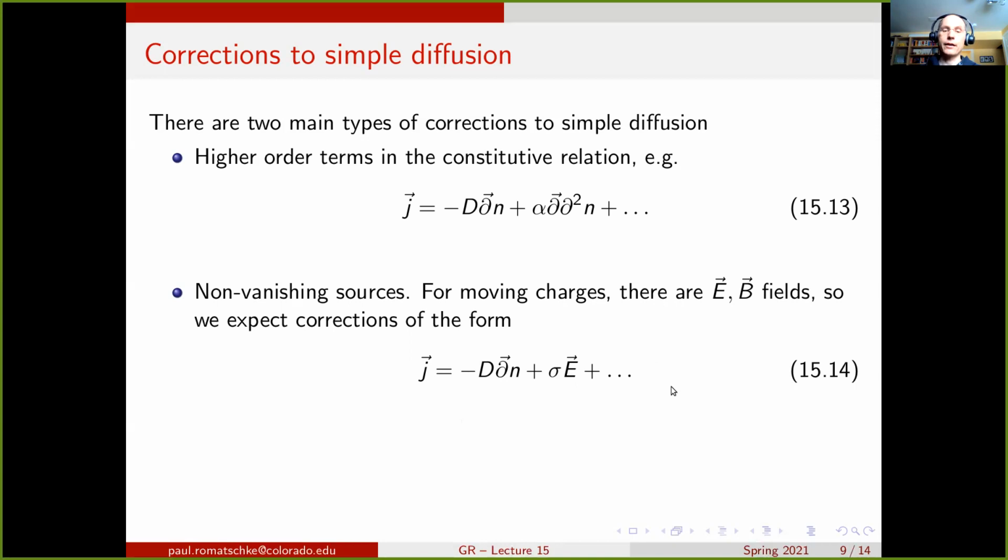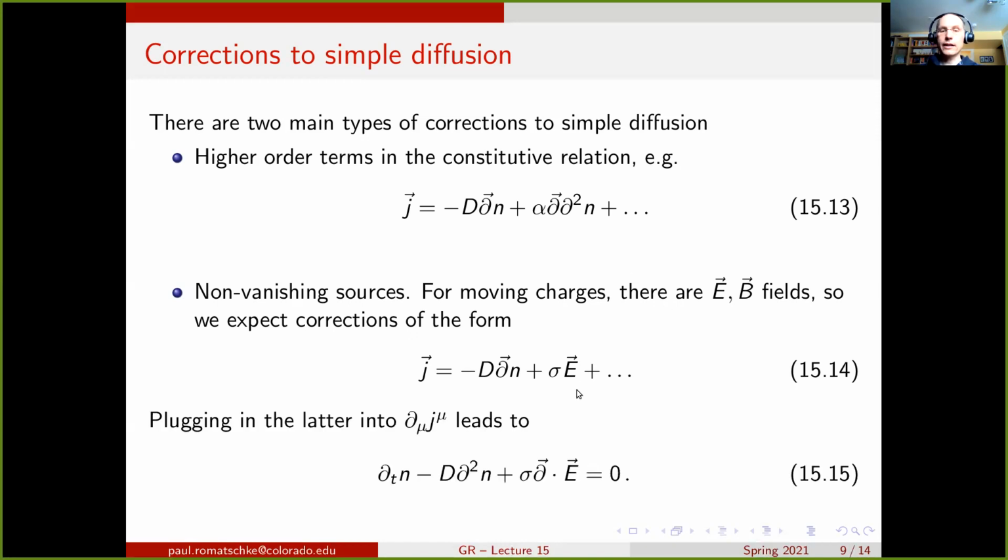Basically, I have tacitly assumed another kind of symmetry, which is known as parity. But let me just point out that there are in principle corrections to the constitutive equation that involve these electric and magnetic fields.